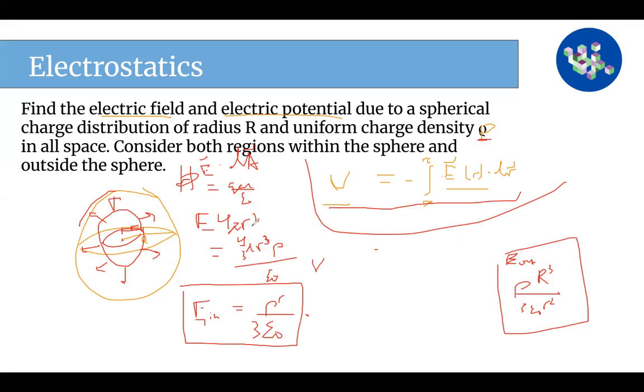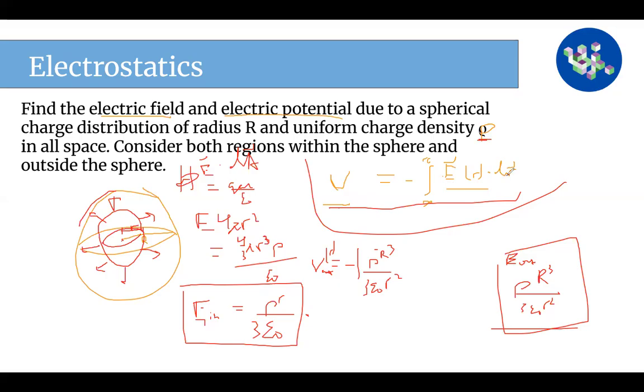V outside of the sphere, right? So V as a function of R. And remember, this only applies if we're outside of the sphere. It'll be the negative integral of that dot dr. So it'll be negative rho R cubed divided by 3 epsilon 0 r squared.